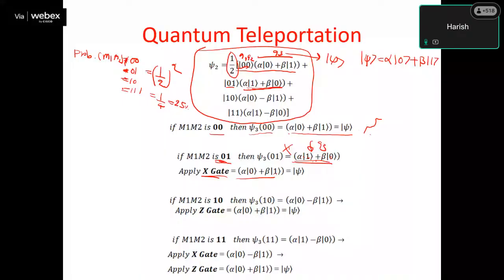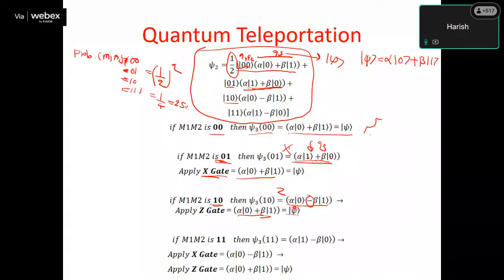Suppose we observe 1 0, see here, then what is our state inside? It is alpha times 0 minus beta times 1. It is almost psi only, just this sign is the problem. And you remember from the previous z gate operations, what does z do? Z changes the sign of one state. So if I apply the z gate on this state, 0 will remain the same, but this 1 will become minus 1. So minus minus will become plus. So what we will have here is alpha times 0 plus beta times 1 on application of this z gate. That is nothing but psi.